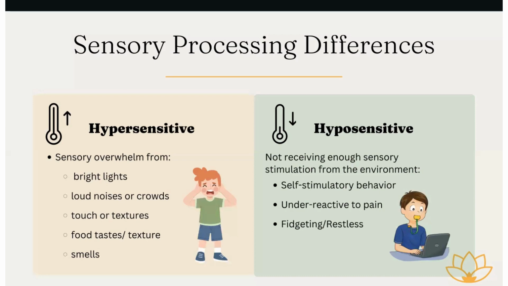And then fidgeting or restlessness. So if your kiddo has a hard time staying still, or they tend to move with their hands or engage in different sensory stimming behaviors, it's because they're not receiving enough sensory stimulation from the environment. To no one's fault, they just perceive things differently. So they might engage in these sensory seeking behaviors.